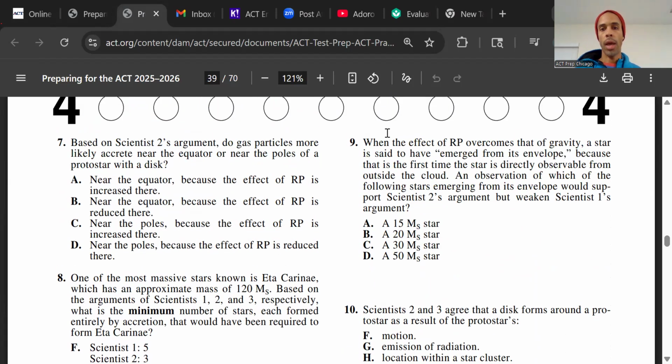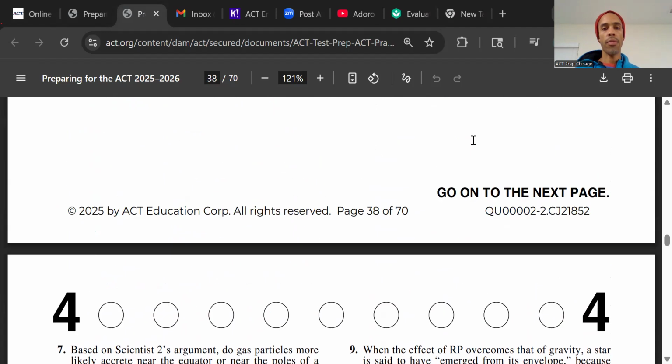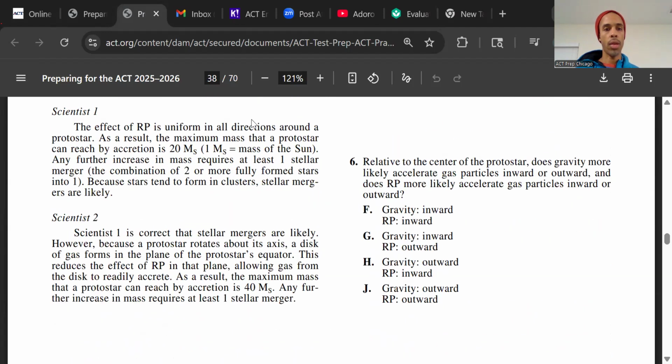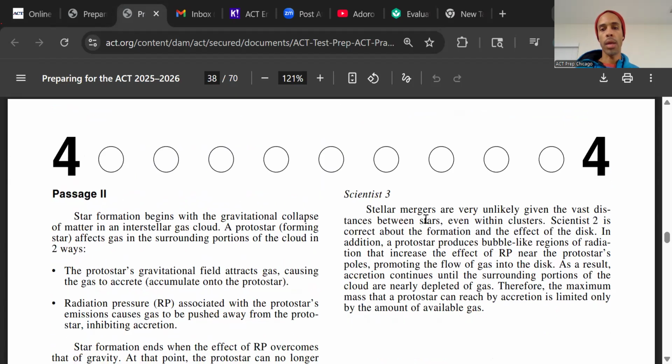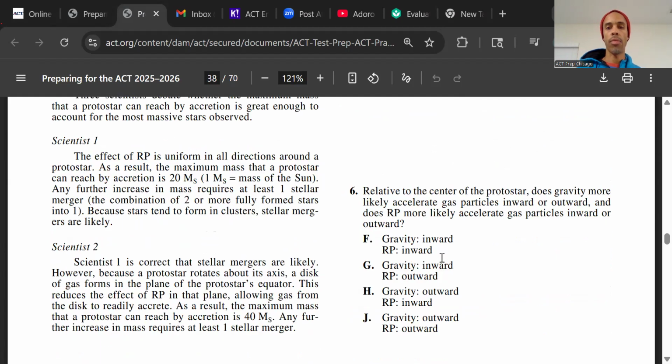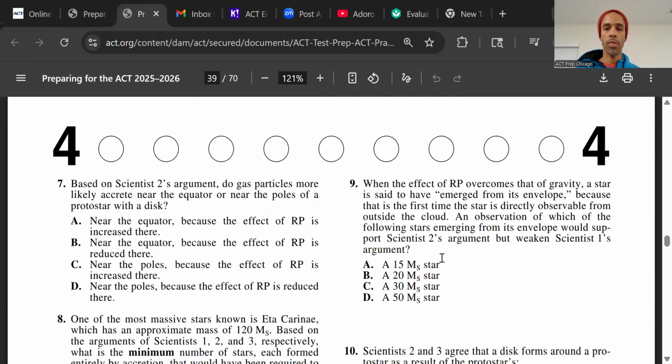All right, number 9. I got that from just remembering, but you see here, the maximum mass that a protostar can reach by accretion is 20 solar masses for scientist 1. For scientist 2, it was 40 solar masses, maximum mass. So that's what I did. I did 120 divided by 20, 120 divided by 40, and there was no limit to how big a star could get by accretion, so we just said that was one. You can have one 120 solar mass star.